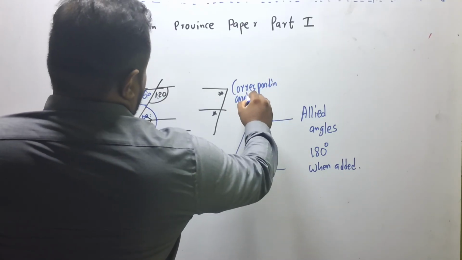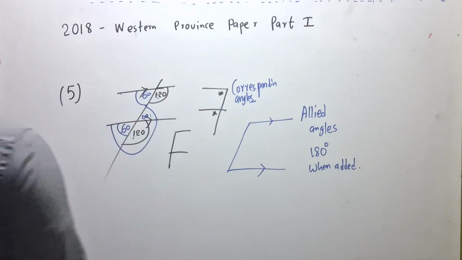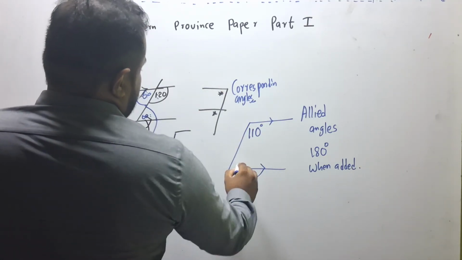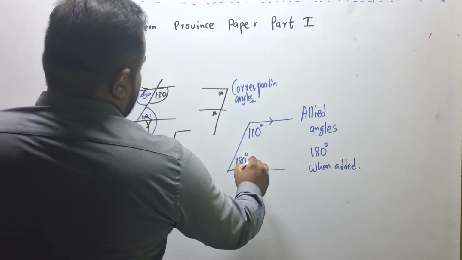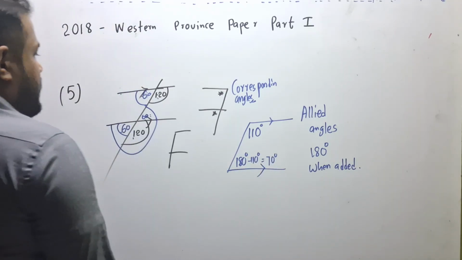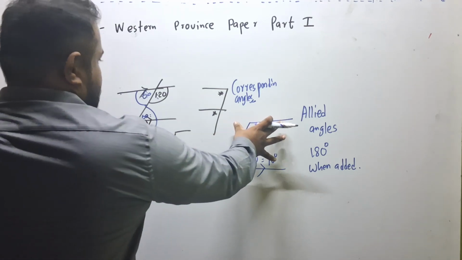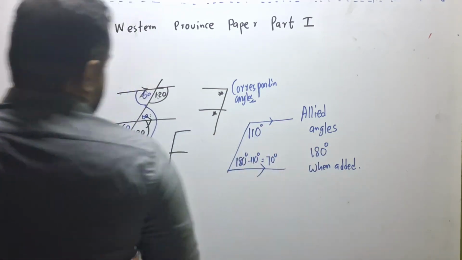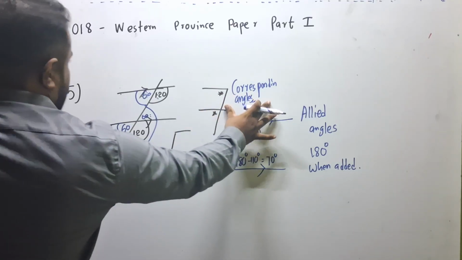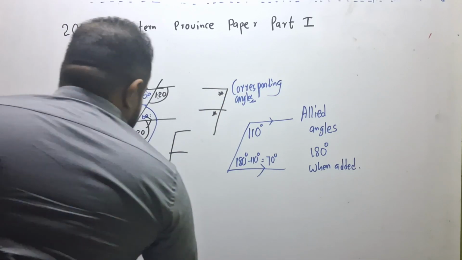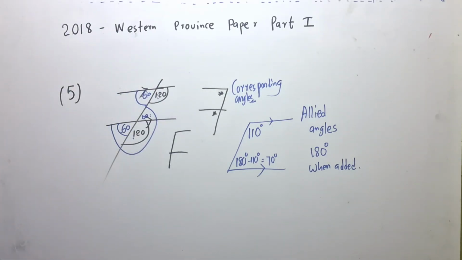Okay. Allied angles: if this is 110, this is 180 minus 110, that means 70 degrees. The allied angles are not equal, they are added up and give 180. But corresponding angles and alternate angles are equal.